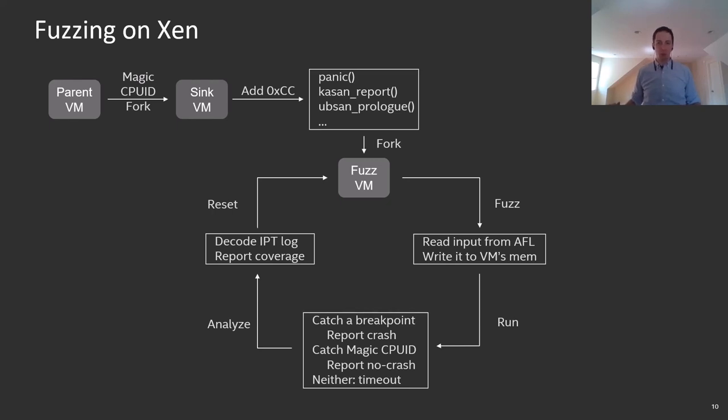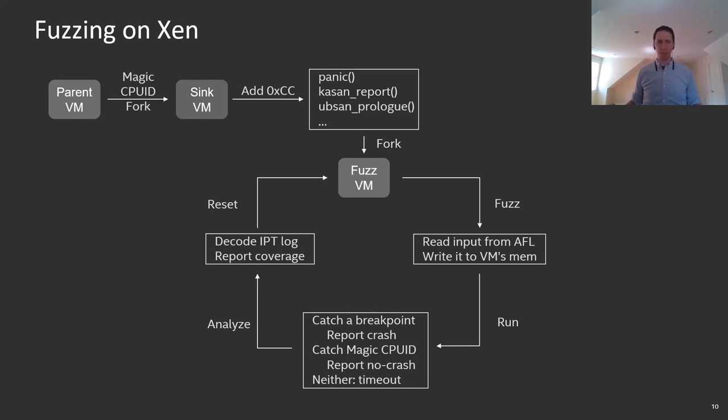We will use American Fuzzy Lop, or AFL, and we will take the mutated input from AFL and write it directly into the fork's memory space. We will unpause the VM, let it run, see what happens. If we catch a breakpoint executing, that will be one of these functions that we breakpointed, and that will signal that there was something bad happening, so we report a crash to AFL.